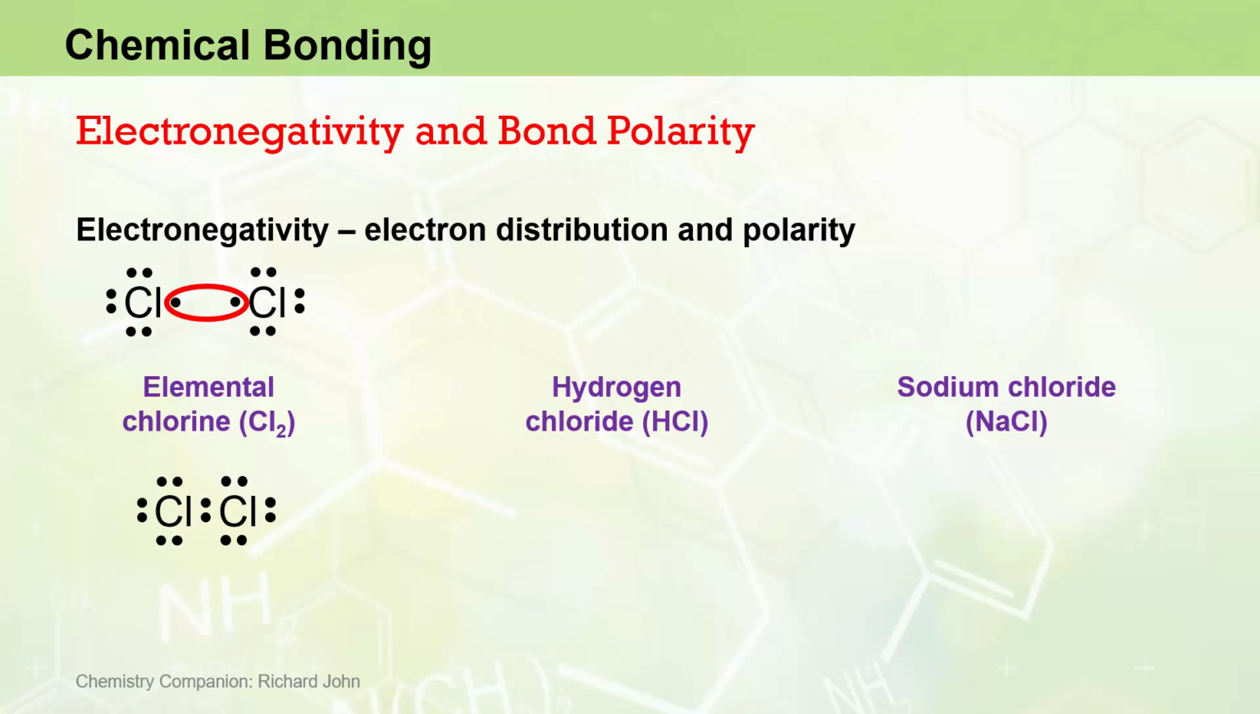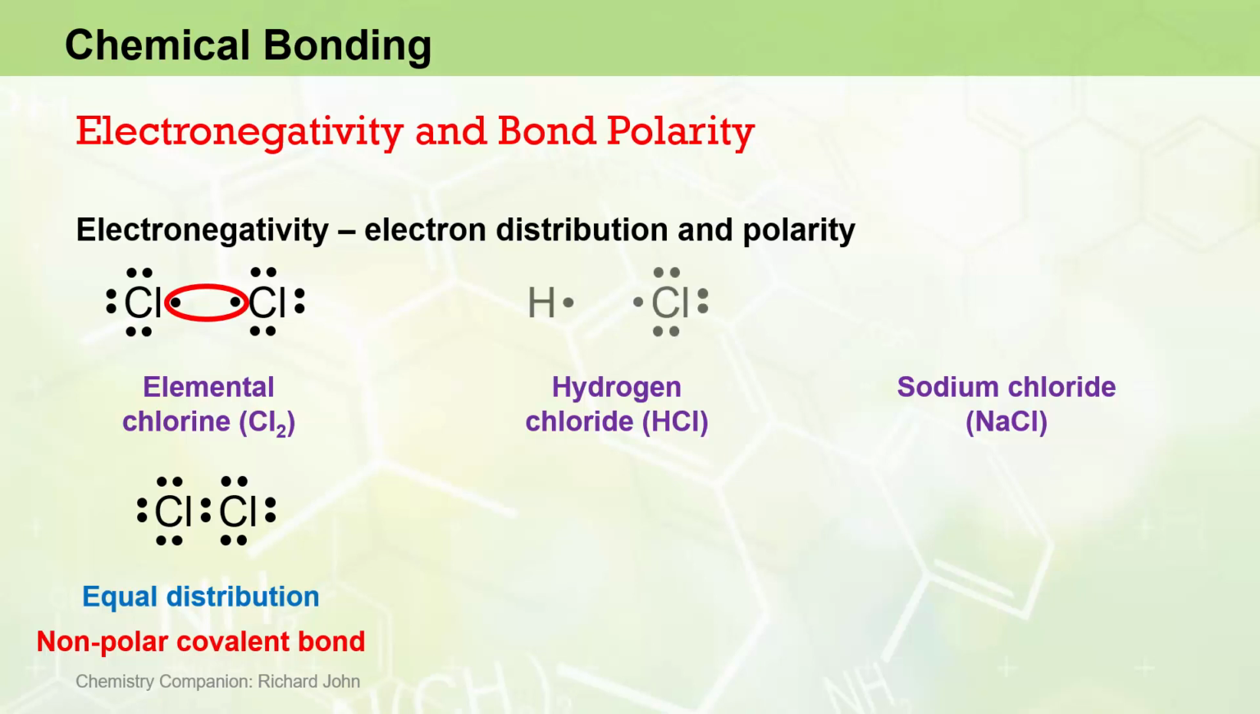In this case, both atoms are identical and both nuclei attract the bonding electrons equally. The result is an equal or symmetrical distribution of electron density between the 2 atoms. We refer to this type of bond as a nonpolar covalent bond. The hydrogen chloride example is different.